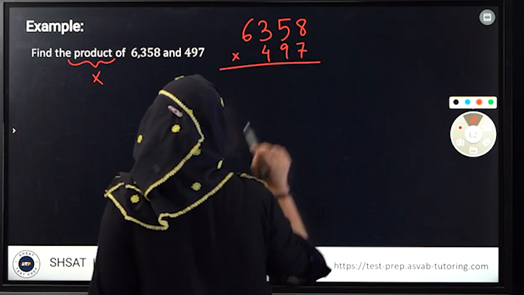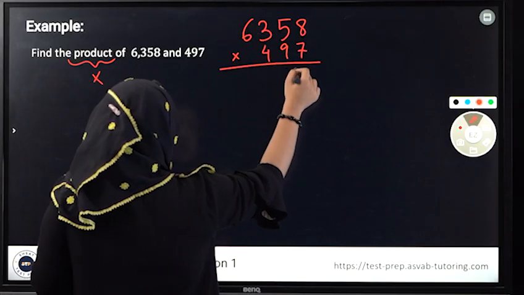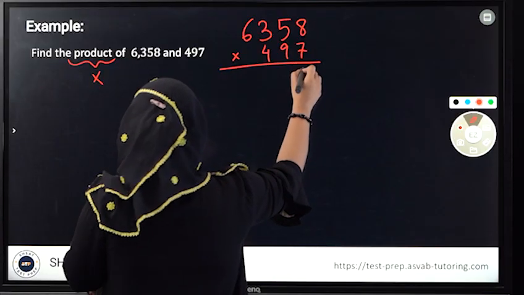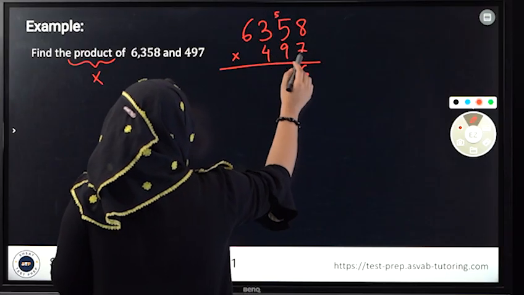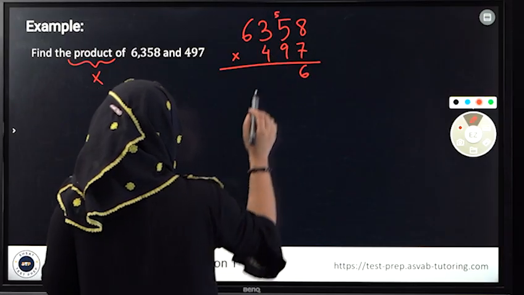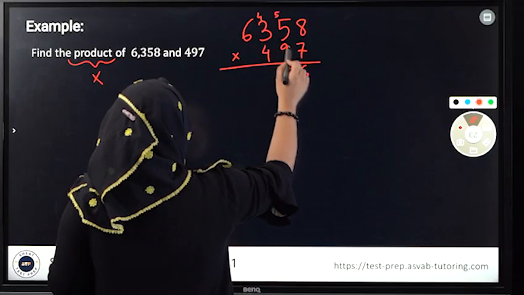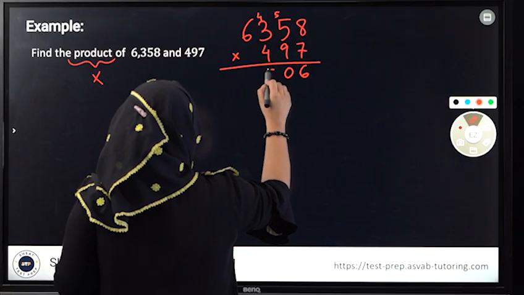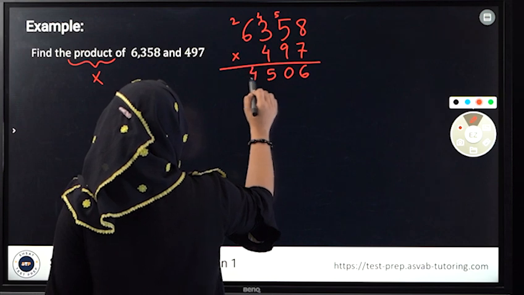Let's go. First of all, we need to multiply the first digit, which is 7, with the entire thing, right? So that gives us 8 times 7 is 56. Write 6 here, carry the 5. 7 times 5 is 35. With the 5 is going to be 40. Carry the 4. Then 7 times 3 is 21 plus 4, 22, 23, 24, 25. Carry the 2. 7 times 6 is 42 plus 2 is 44.